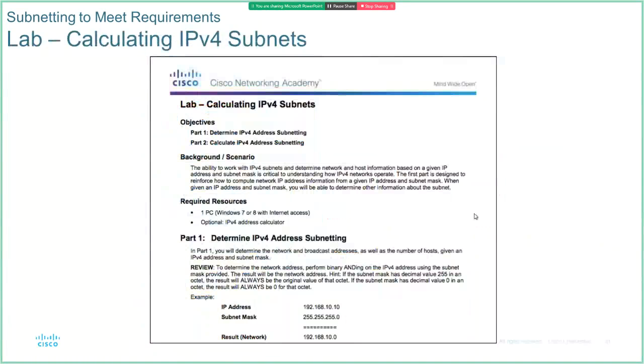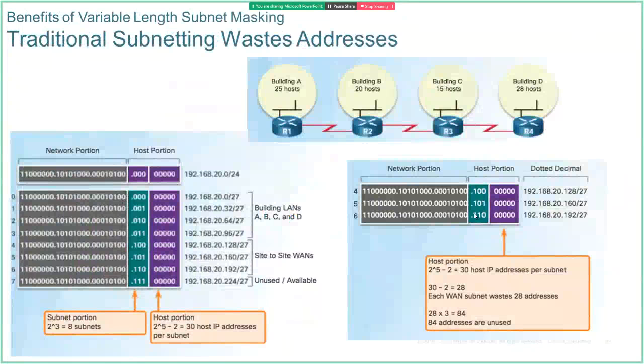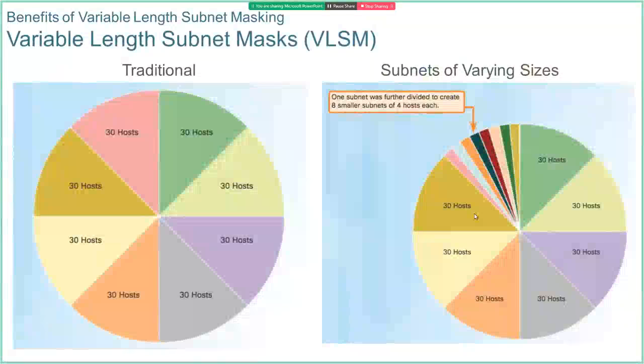So the labs today are all around doing subnet calculations and applying them to Packet Tracer, which will tell you whether you've got the addressing correct or not through the scenarios. As was highlighted in that last example, we waste a lot of addressing by using the same size host portions across the entire network when we don't need to. So we use variable length subnet masks now to break it up into smaller portions that only give us the number of hosts that we need for the appropriate network size on each segment.